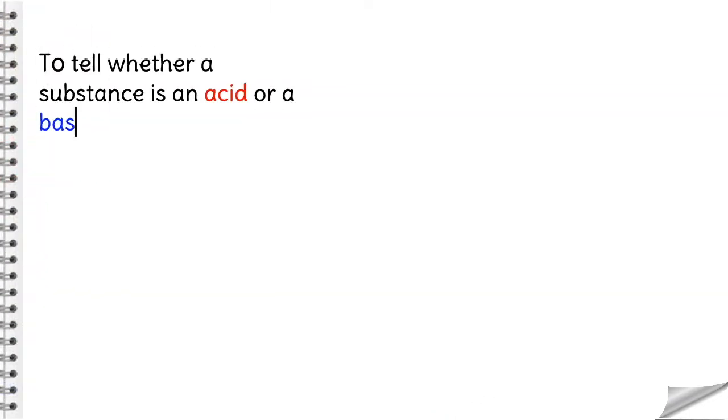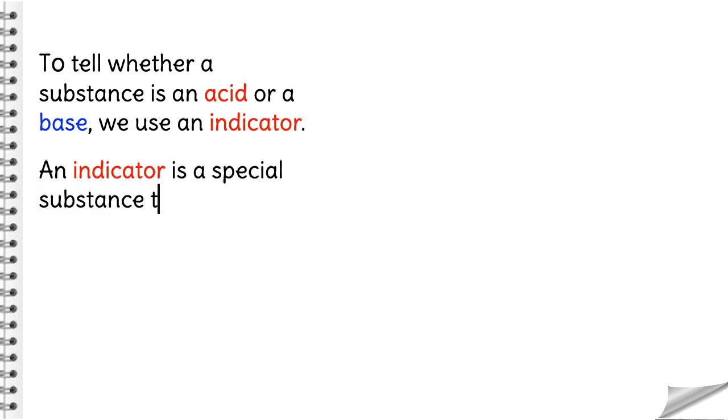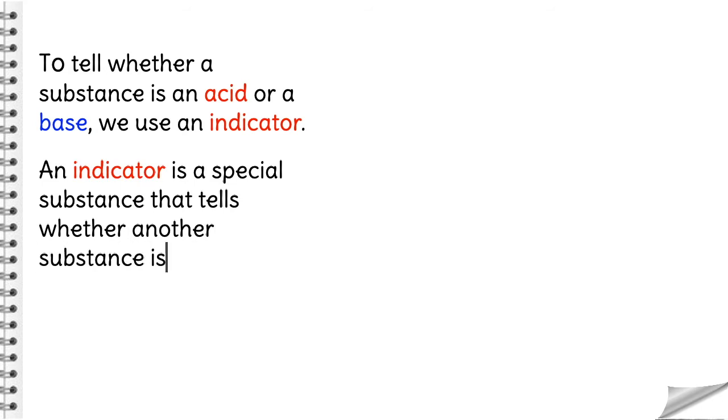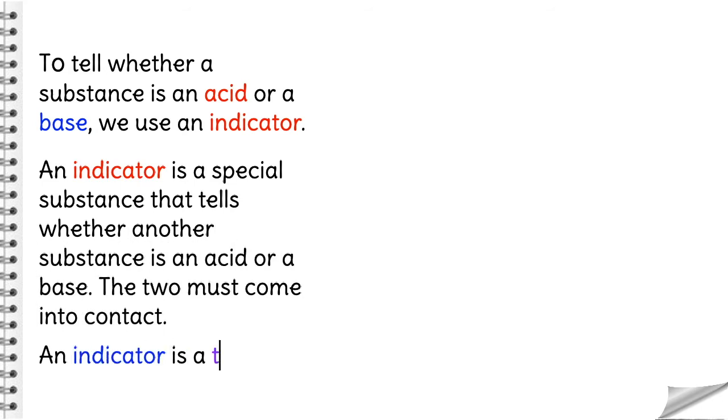To tell whether a substance is an acid or a base, we use an indicator. An indicator is a special substance that tells whether another substance is an acid or a base. The two must come into contact. An indicator is a tester for acids and bases.